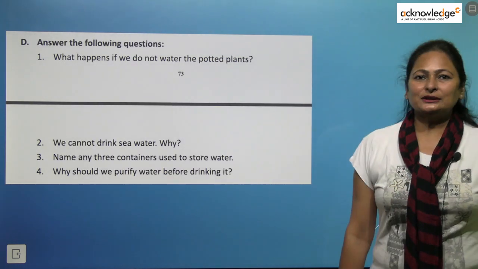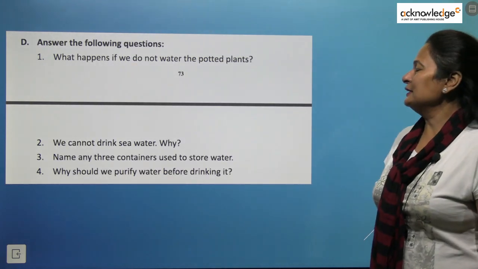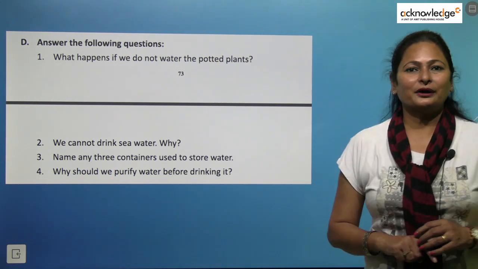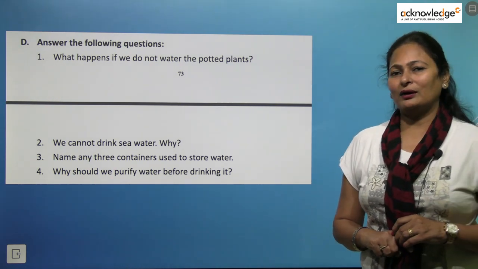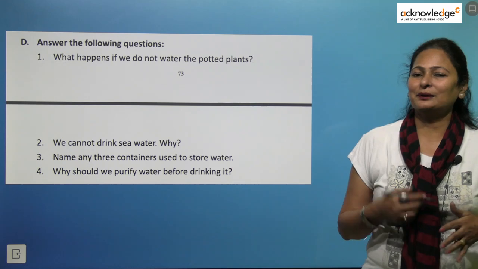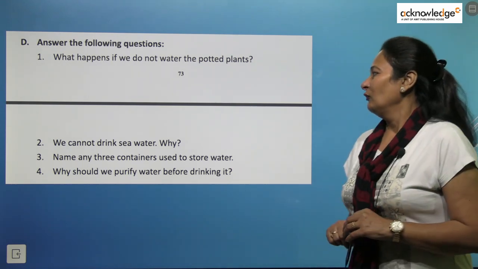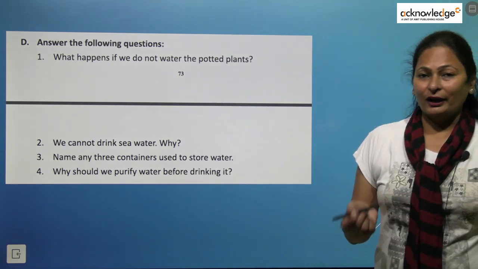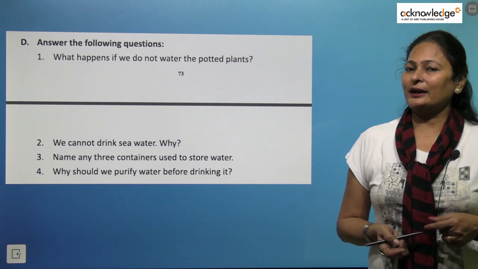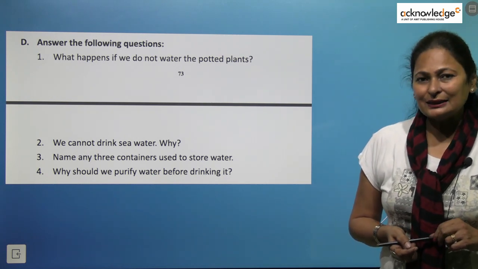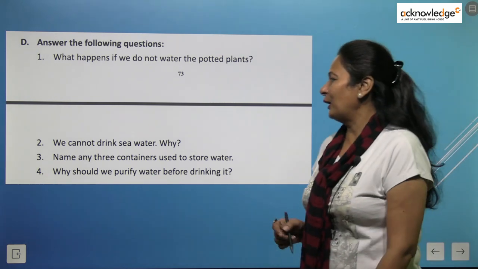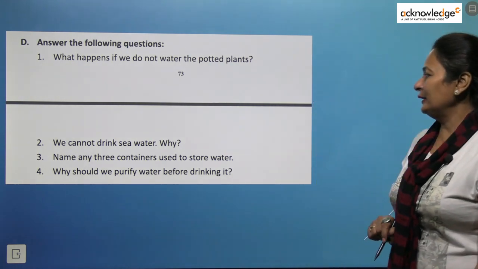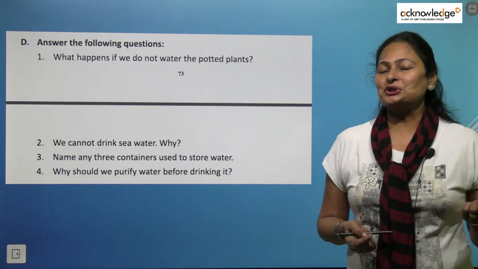Answer the following questions. First is, what happens if we do not water the potted plant? If we do not water the potted plant, what will happen? The plants will die. We cannot drink sea water. Why? We cannot drink it because the sea water is salty. Very nice. Now, name any 3 containers used to store water.